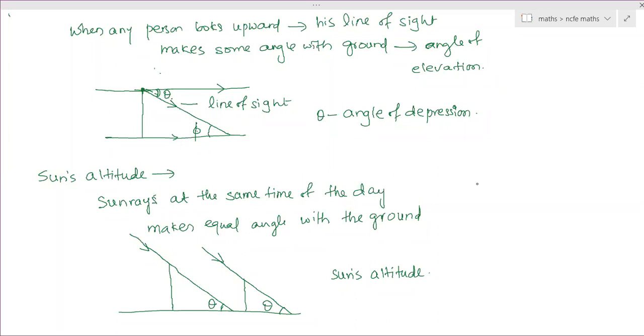Student: Isn't it the angle of depression? Yes, angle of depression. The angle made by the sun with the ground is called the sun's altitude. For drawing that originating point, we don't know, so we cannot draw it on our paper, because the sun is very far away. Understood.